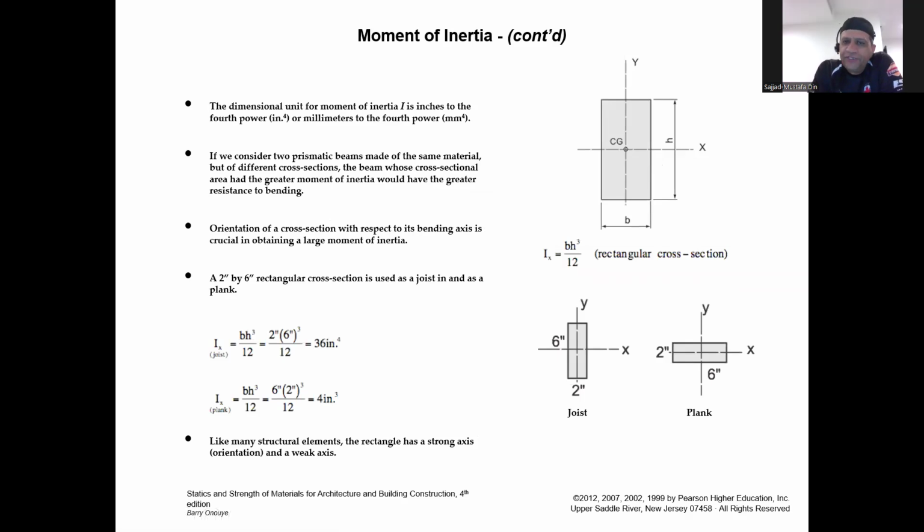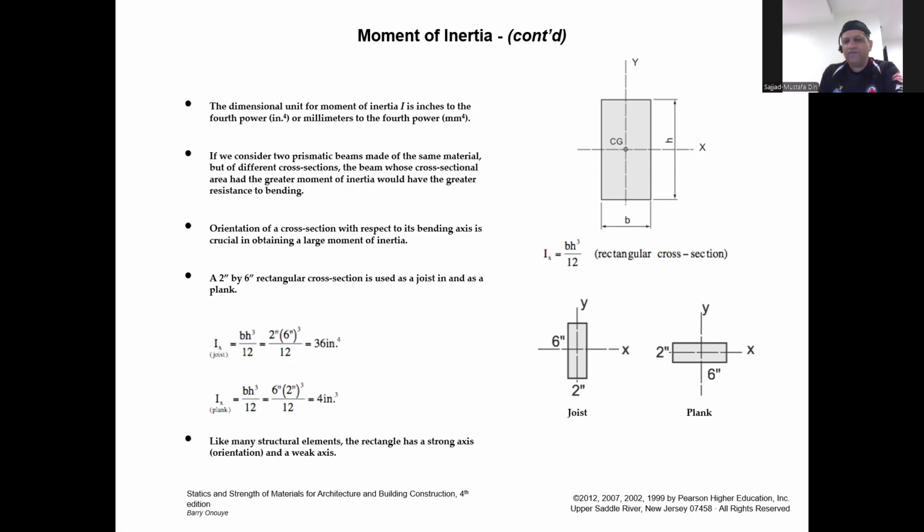So the dimensions in the case of the moment of inertia are inches to the power 4 or millimeters to the power 4. So please keep that in mind. What we're trying to do is understand how stiff this structure is, and it is measured in inches or millimeters to the power 4.